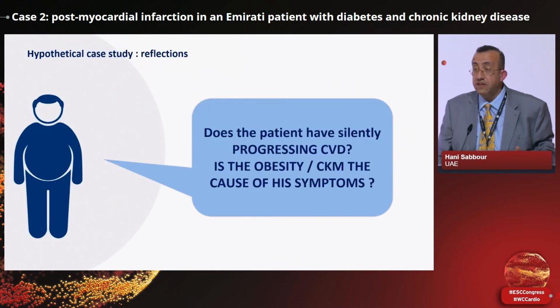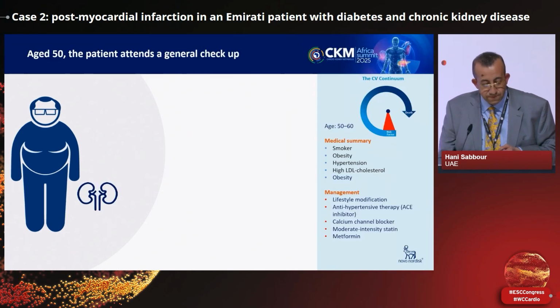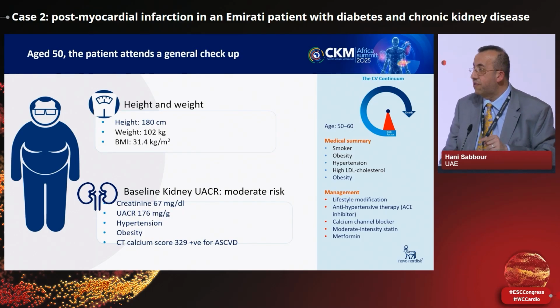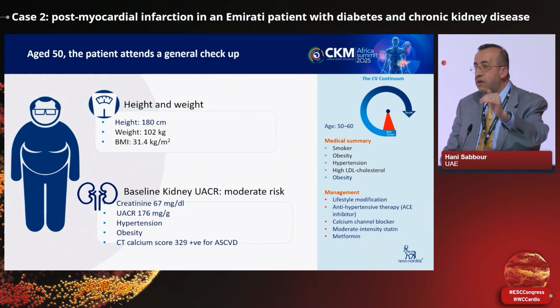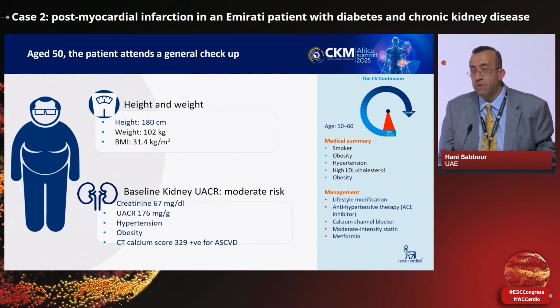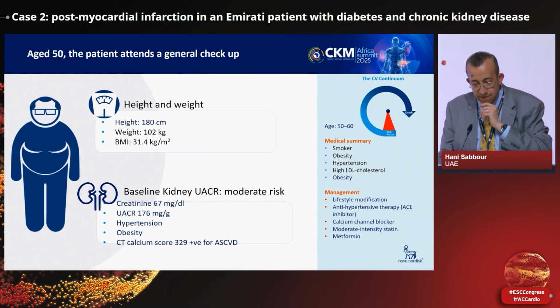So is this patient likely to have underlying cardiovascular disease due to obesity and CKM? Yes, you're very suspicious now. Now you're getting worried, right? So what do we do? What do we do? So the ACR in this patient is high, 174. Anything above 30 is already a high-risk patient. Why? Because they have renal target organ damage, which is equivalent to cardiac target organ damage. The patient also has a calcium score of 329. That puts them right into the ASCVD. This patient has not had an MI yet.